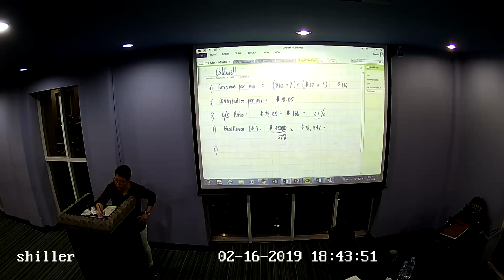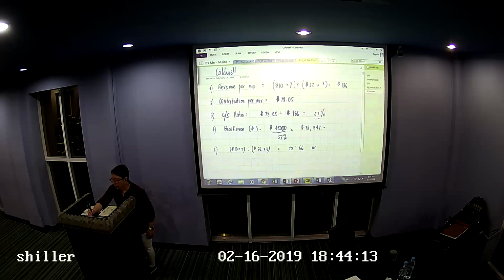Okay, I need to break down between ice pack and freeze pack. So what is the ratio? It is 22 times 3. So in other words, the ratio is 70 is to 66. Or can we simplify it? 35 is to 22, correct? I'm sorry, 30. 33. Can we simplify more? No more. That is it, correct?